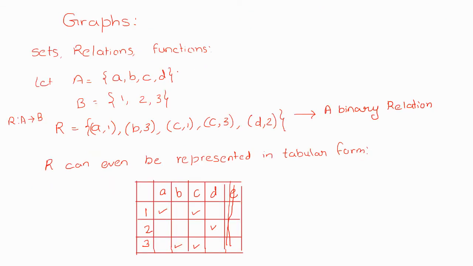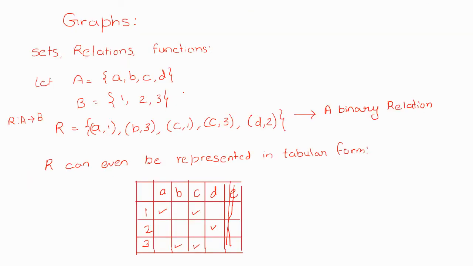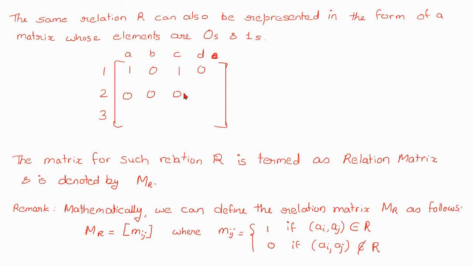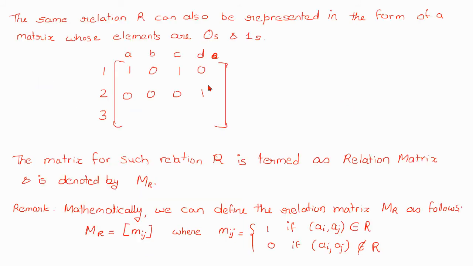Next, (a, 2) is not there, (b, 2) is not there, (c, 2) is not there. Therefore at all these three places we'll put zeros, but there is (d, 2), therefore we'll put 1. Now there is no (a, 3), therefore 0, (b, 3) is there, (c, 3) is there, but no (d, 3). Therefore, this row will look like 0, 1, 1, 0.